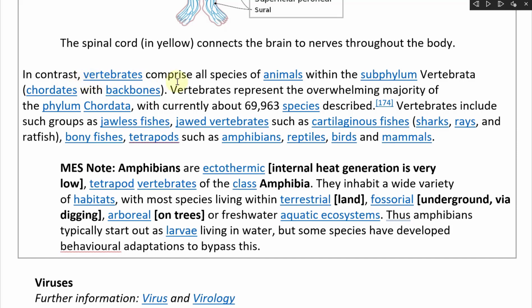So in contrast, vertebrates comprise all species of animals within the subphylum Vertebrata. Chordates with backbones. So they have a notochord plus this backbone over there. Vertebrates represent the overwhelming majority of the phylum Chordata.